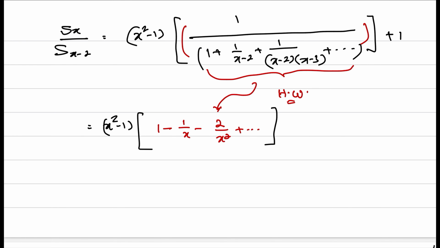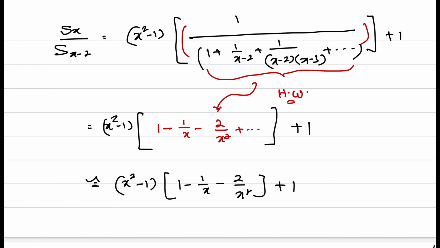This plus 1. This will be equal to, let us take up to 1 by x square approximately. Let us not take beyond 1 divided by x square, taking x as a large value. Then we can say x square minus 1 will be approximately 1 minus 1 by x minus 2 by x square plus 1.